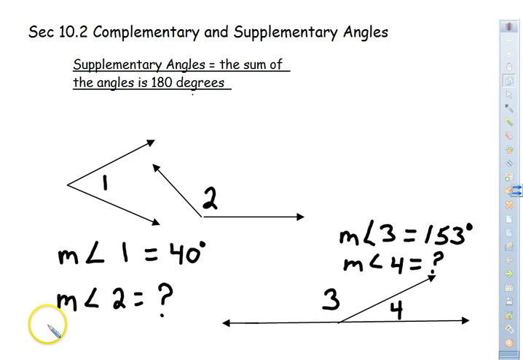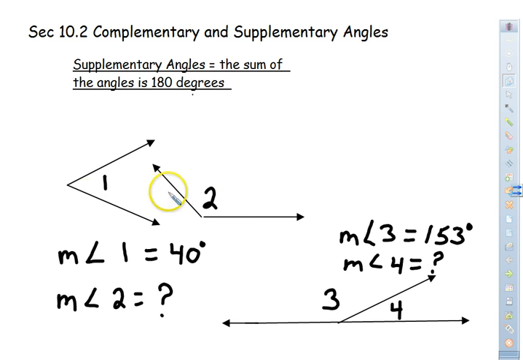Alright, we're on section 10.2. This is complementary and supplementary angles and its relationships with angles. So we look at the first definition, which is a supplementary angle. That means that the sum of the two angles will equal 180 degrees.